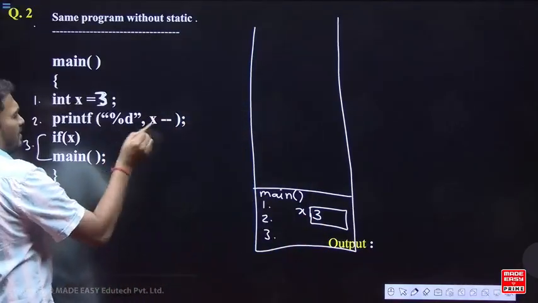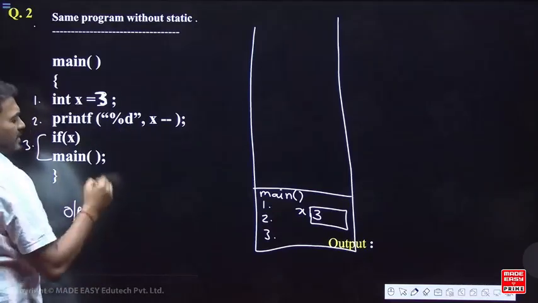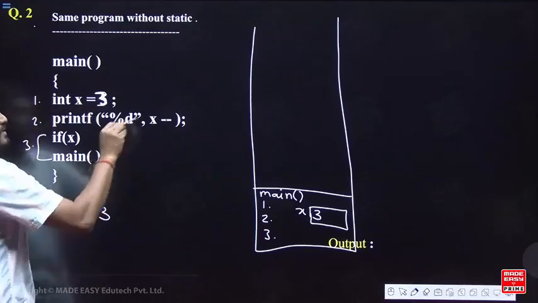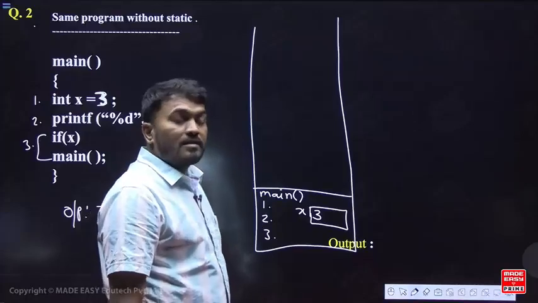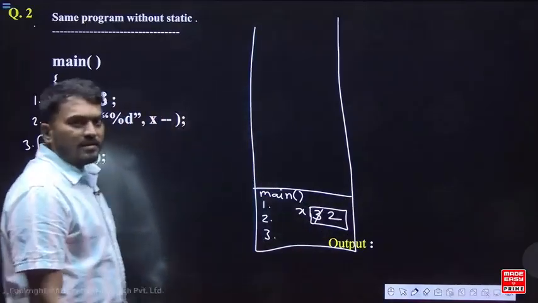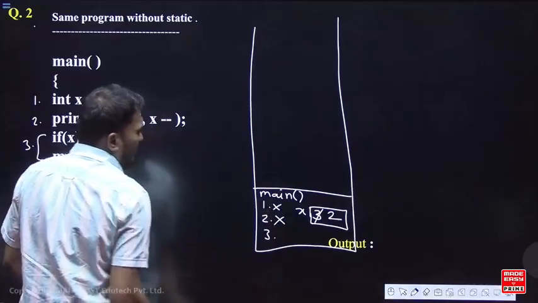Next you say printf percentage x minus minus. Now tell me what happens here. Percentage x minus minus, so x value is 3, so 3 will be printed, and x minus minus post decrement that is having assignment x equal to x minus 1 indirectly, so it will change to 2, yes or no, right. Look at here, so first statement completed, second statement completed.